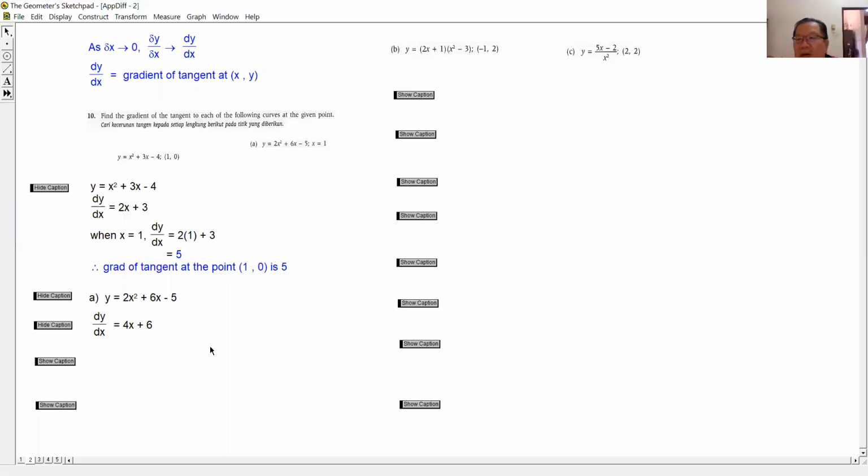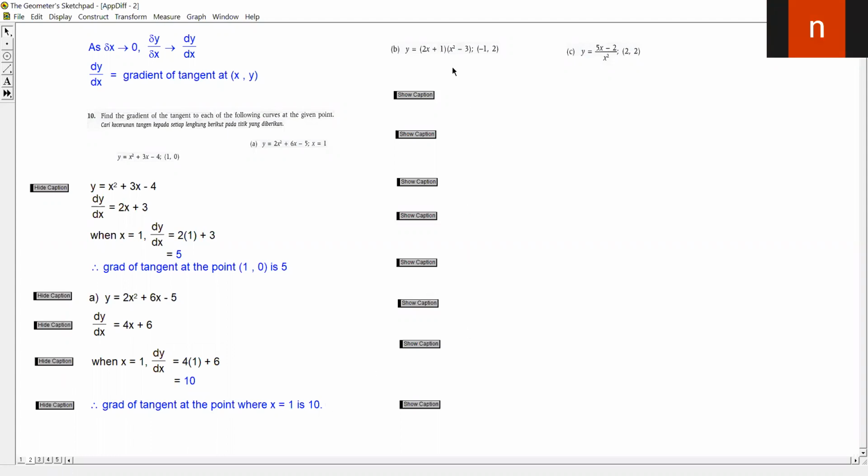In this case, what is the value of x that I have to substitute? For question A, I have to substitute 1. So I substitute 1, then I get the answer. The dy dx is 10. It means that the gradient of tangent at this point is 10.